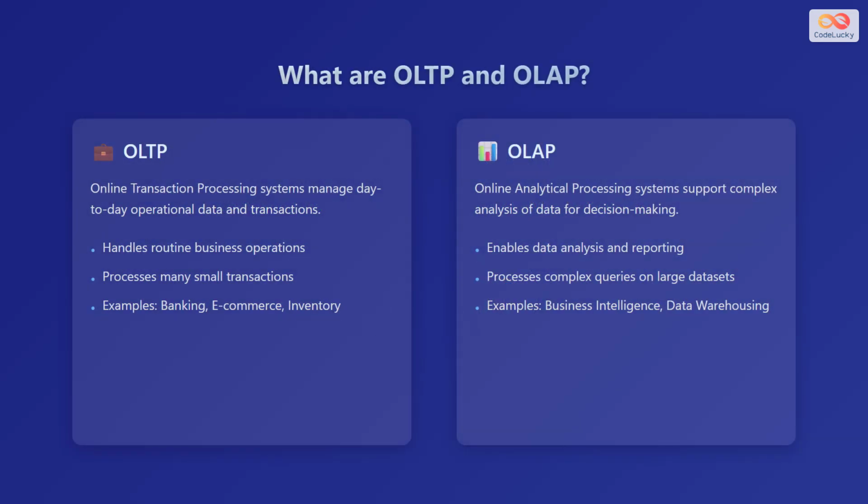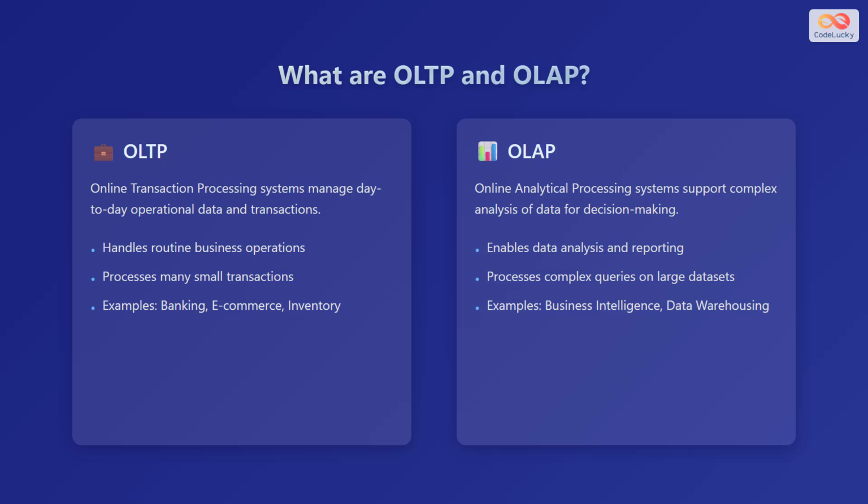Let's define OLTP and OLAP. Online transaction processing, or OLTP, systems are designed to manage day-to-day operational data and transactions. These systems handle routine business operations and process a high volume of small transactions. Examples of OLTP systems include banking applications, e-commerce platforms, and inventory management systems.